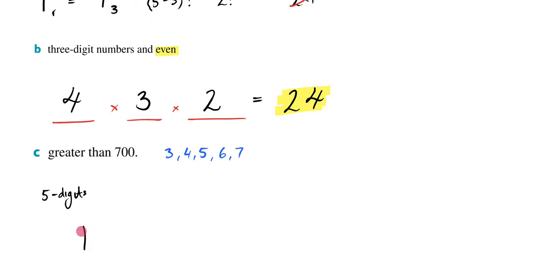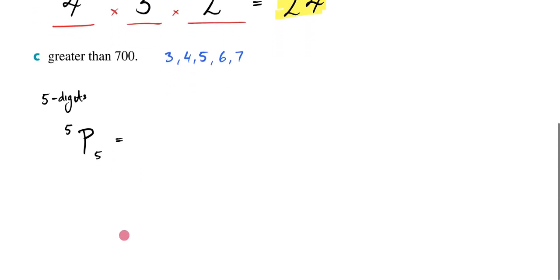Now, I could write that with my permutation notation. I have 1, 2, 3, 4, 5. And I'm trying to make a 5-digit number, so I have 5 groups. And we can solve what that is a bit later using our CAS.